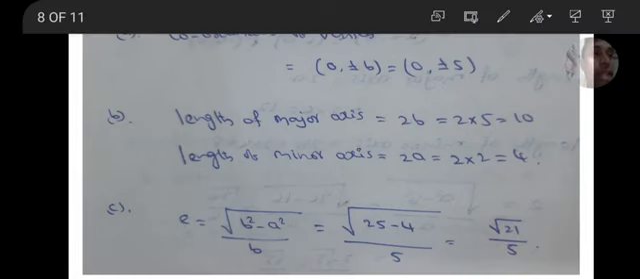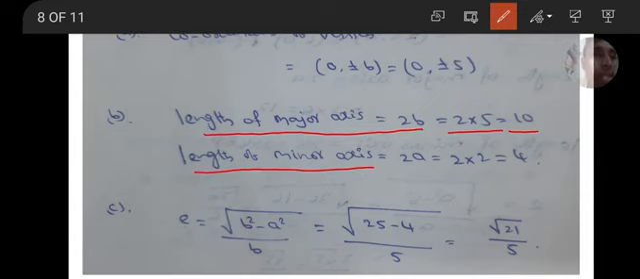Here a value is 2, b value is 5. Length of major axis: here the major axis is the y-axis, therefore the length of major axis is 2b, that is 2 into 5, that is 10. And length of minor axis is 2a, the x-axis, 2 into 2, that is 4.